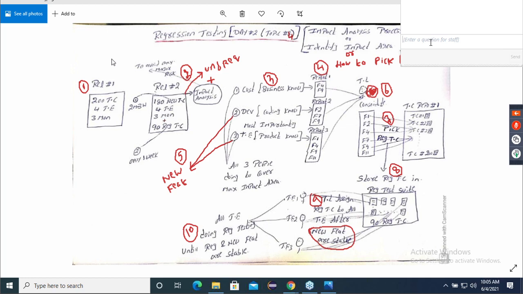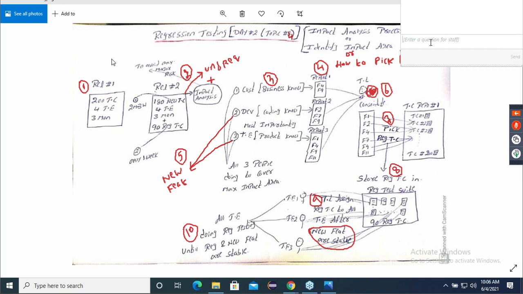Correct, second page. Good. So the first point is: the process of identifying the impact area is known as impact analysis process.